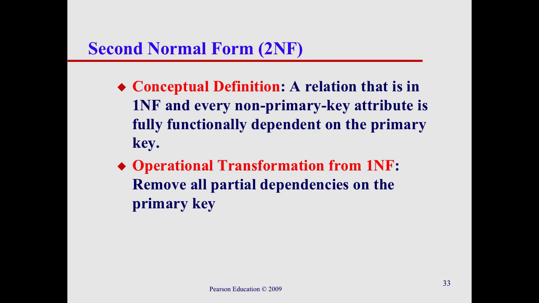Second normal form is where you remove all the partial dependencies on the primary key.